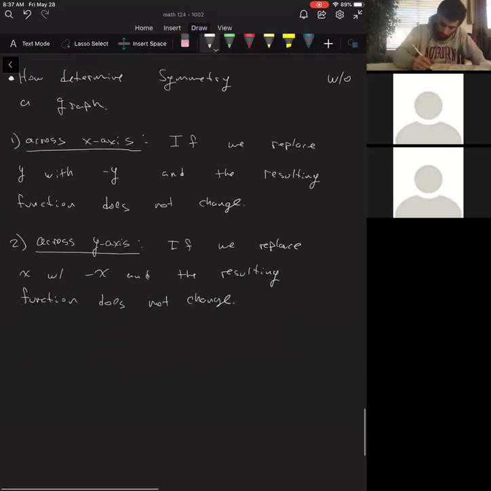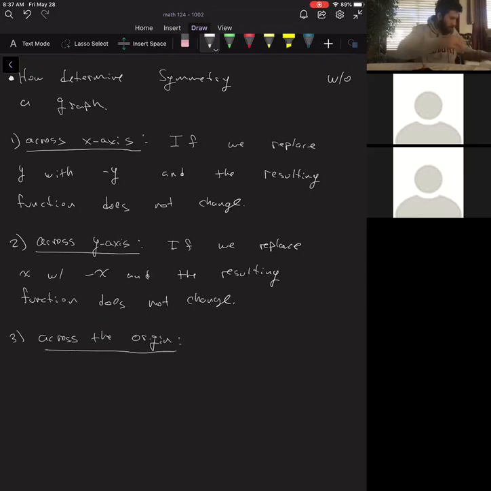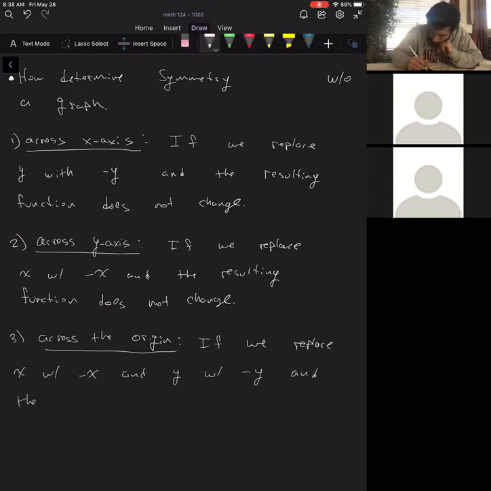Okay, and then across the origin, I believe, if we do both of those, x to minus x, yeah. If we replace x with minus x and y with minus y, and the resulting function does not change. Okay, so these are the three conditions.